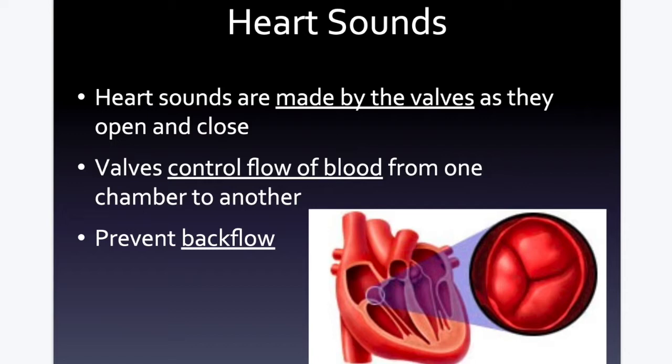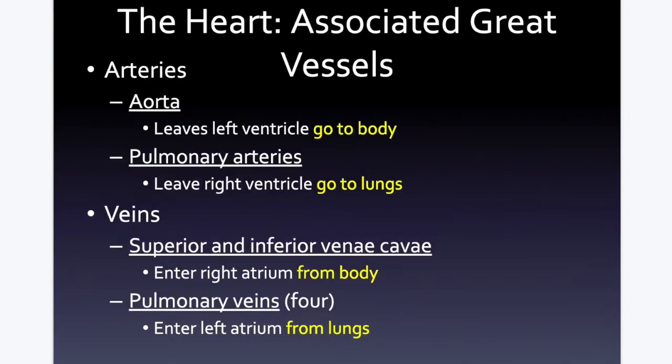The valves, as we said before, they control the flow of blood from the atria into the ventricles, or from the ventricles into an artery leaving the heart. Their purpose, again, is to prevent the backflow of blood. So we don't want blood to come from the ventricle up into an atrium, and we don't want the blood to come from an artery back into the ventricle. So the valves help with keeping that from happening.